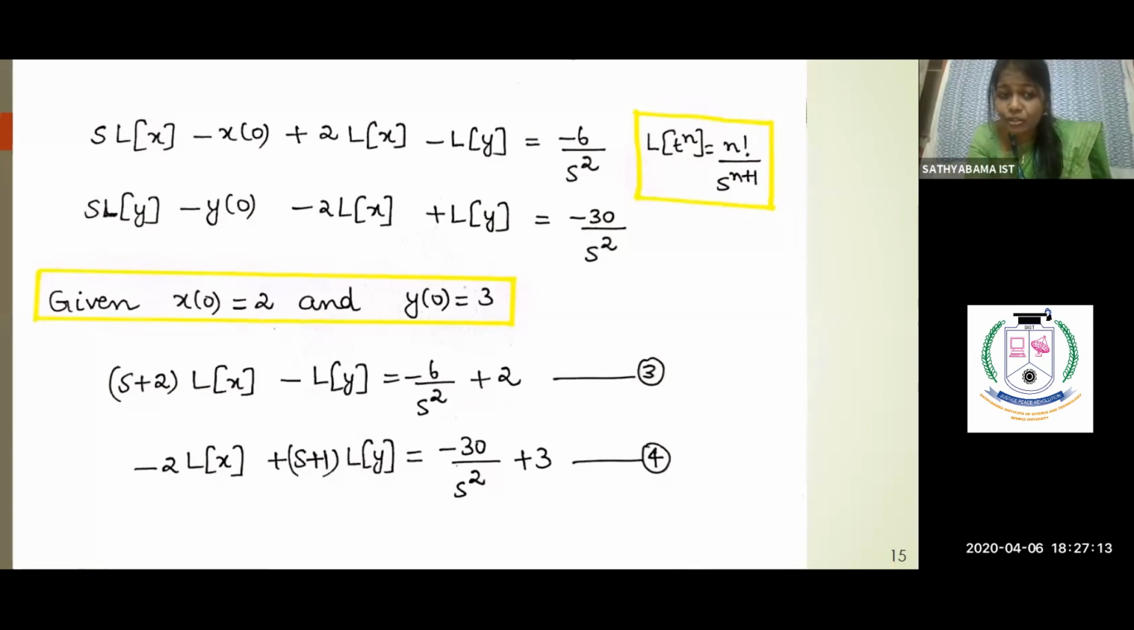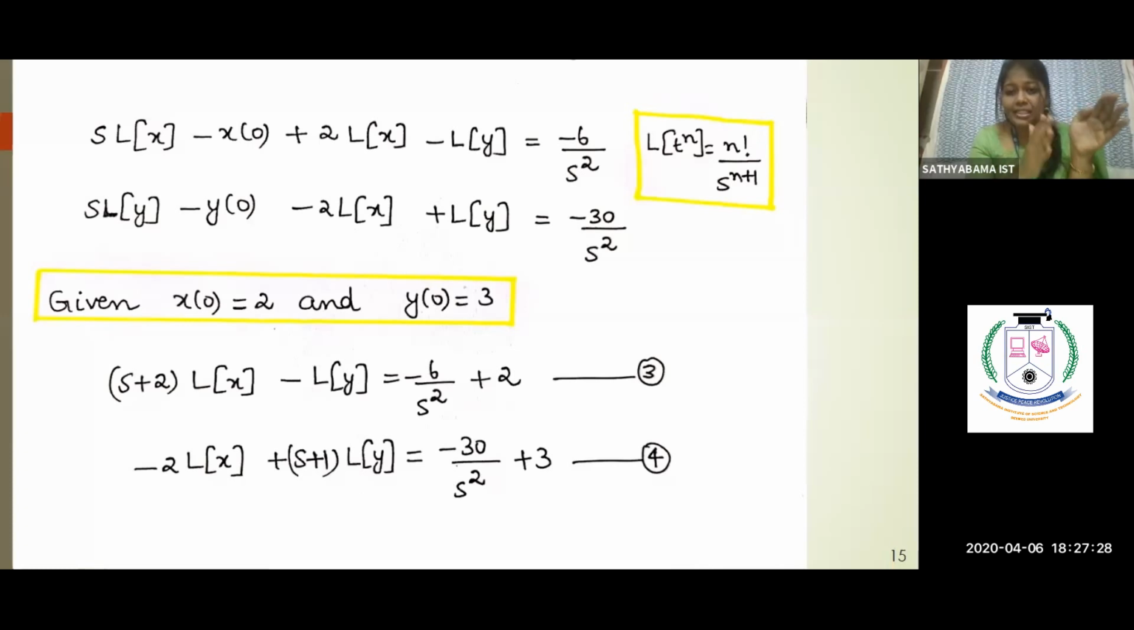How did I get that plus 2? Left hand side I have x of 0, and x of 0 is 2. So that minus 2 when you bring it to the right hand side becomes plus 2. This is equation 3. Now to get equation 4, look at the second equation in the page.